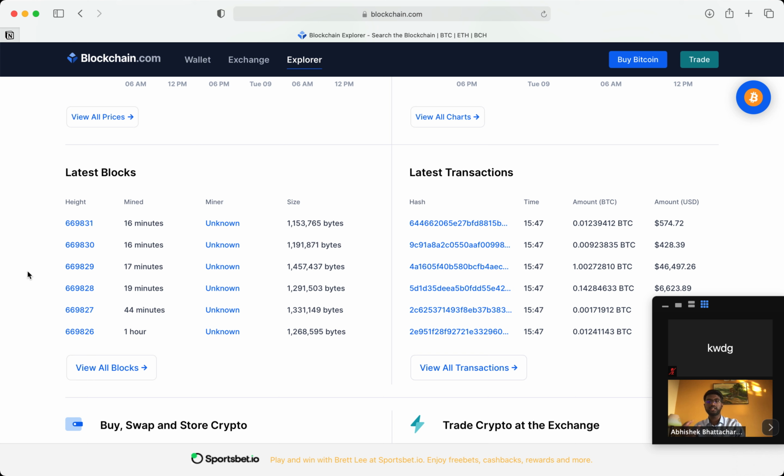So you can say that the 669,831st block was created just now, right? It's 16 minutes ago. It was created by a miner who is unknown right now. That is the whole concept of blockchain. You can be on a public blockchain.